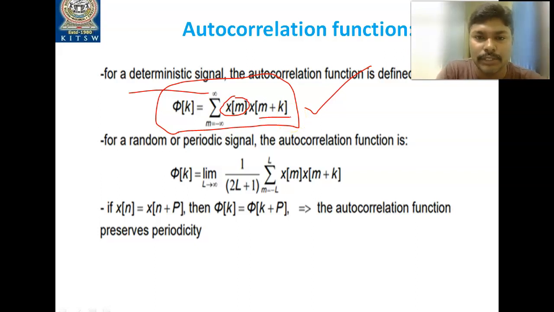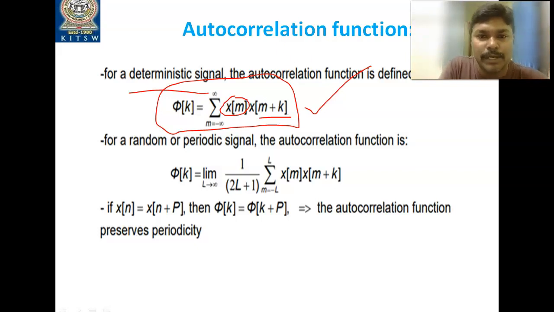In the autocorrelation function, we are checking the similarity of the same sequence: one is the sequence x of m, and the other is a shifted version of the same sequence, x of m plus k. In that way, you need to understand.